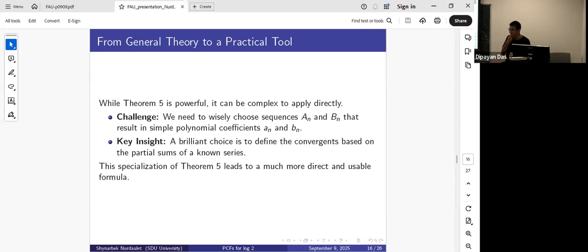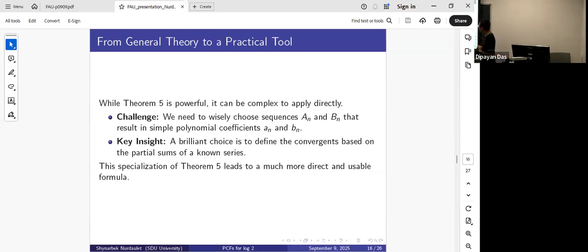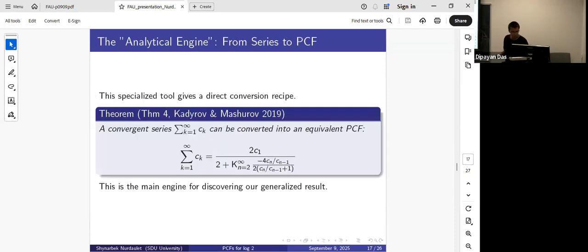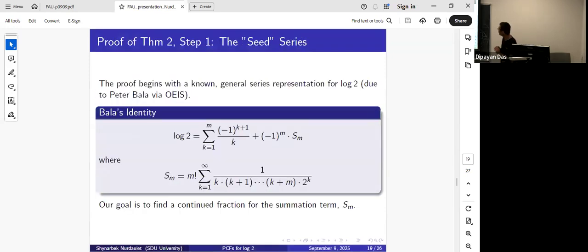And yeah, so what can we do? Finding big An and Bn so that we can easily find small an and bn is becoming very hard. That's why we decided to move from a known series, mainly sk. So we know from Peter Bala that log 2 is given by this series. And from Euler, we know that we can convert every series into continued fractions.